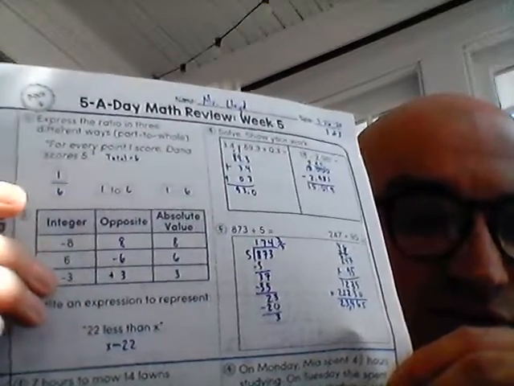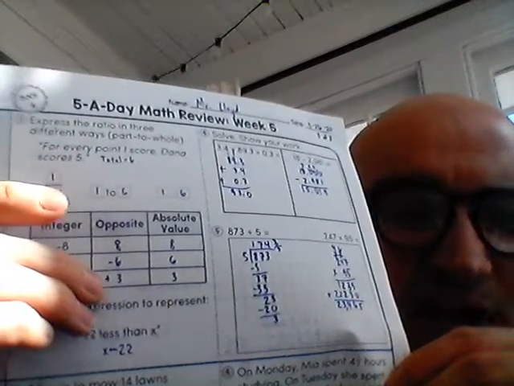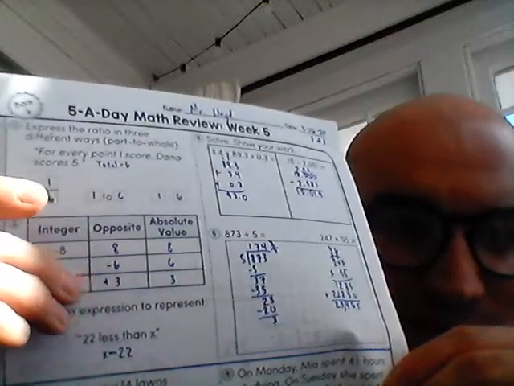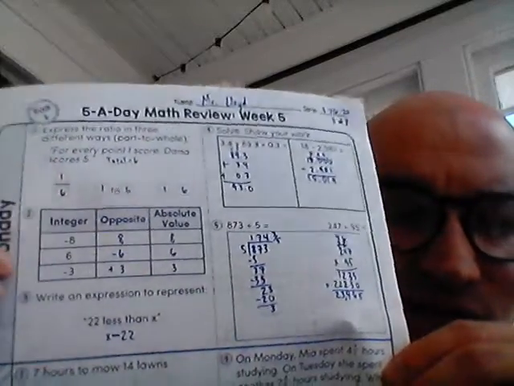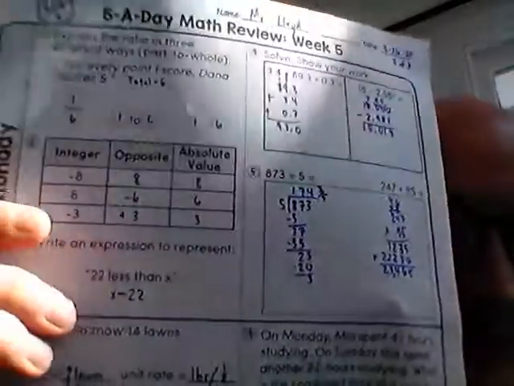-3 is our integer given to us. The opposite is 3. I just wrote positives because I started writing negative, but you don't need that in yours. It's 3, and then the absolute value, the total distance from 0, is 3.